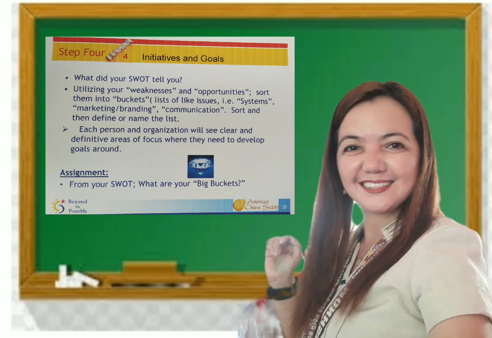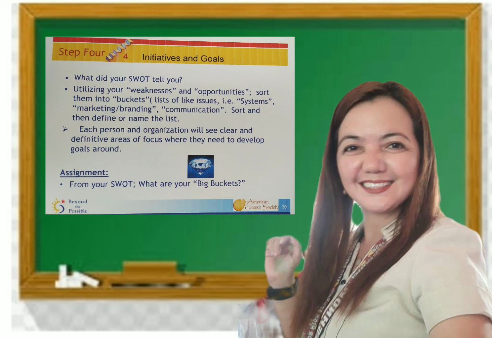Step 4, we have the initiatives and goals. So, what are we going to do here is what did your SWOT tell you? So, utilizing your weaknesses and opportunities, sort them into buckets, or you make the lists of issues, for example, systems, marketing, branding, communication. Sort and then define or name the list. So each person and organization will see clear and definitive areas of focus where they need to develop goals around. So we have here the assignment from your SWOT, in the initiative and goals.